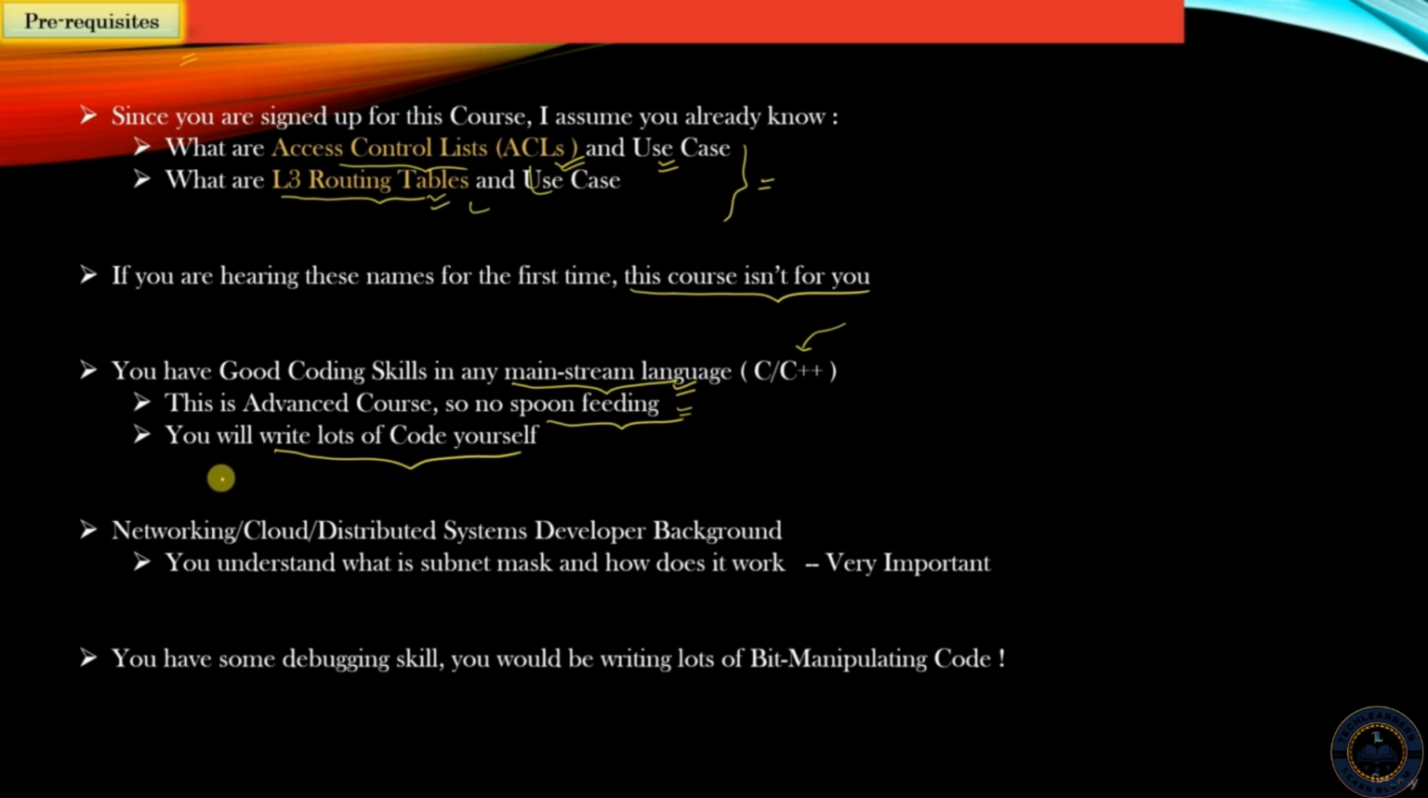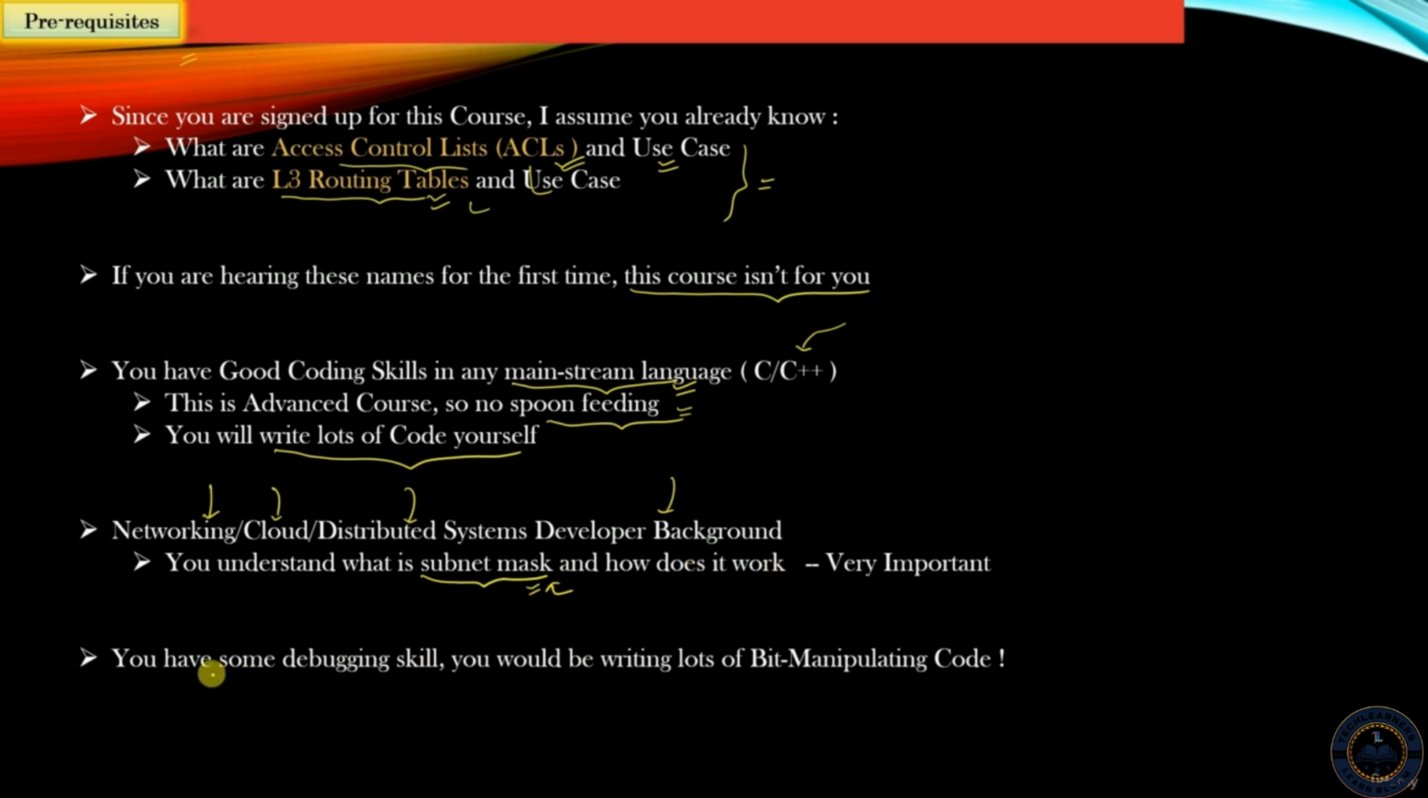This course is pretty much for any engineer who is working in the networking domain, in the cloud domain, or in distributed systems as a developer. And for this course, you are very much required to understand what subnet masks are. If you have a little bit of networking background, you would know what exactly subnet masks are. All right. If you don't know what masks are and how they work, then again, it is prerequisite knowledge and it is mandatory. If you are not aware what masks are, how they work, what is the role of masks in networking, then probably you are signed up for the wrong course.